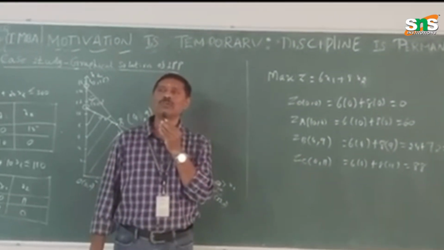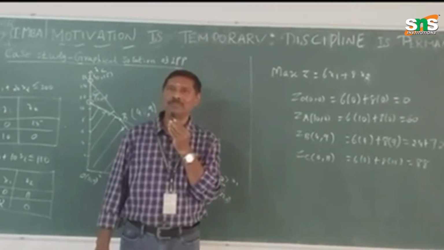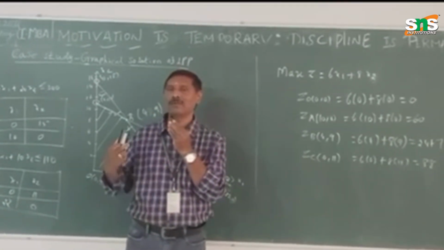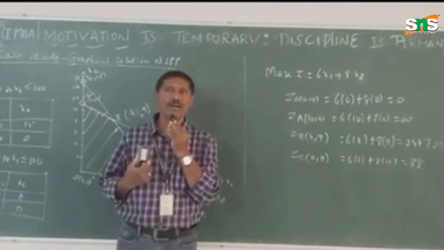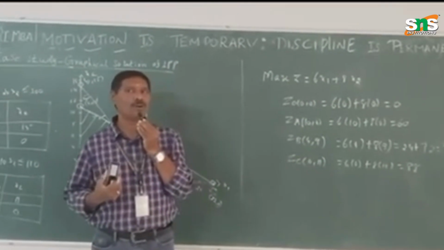Now we find the conclusion part. What is the optimum value? What is the maximum product, or maximum tables and chairs, produced by the company? So that we discuss now. So I call one student.